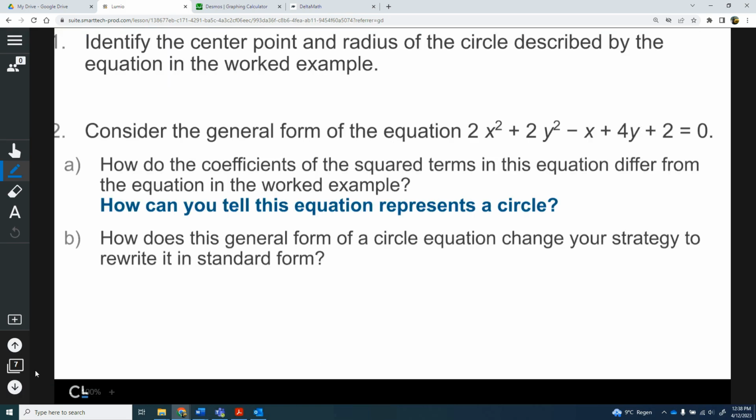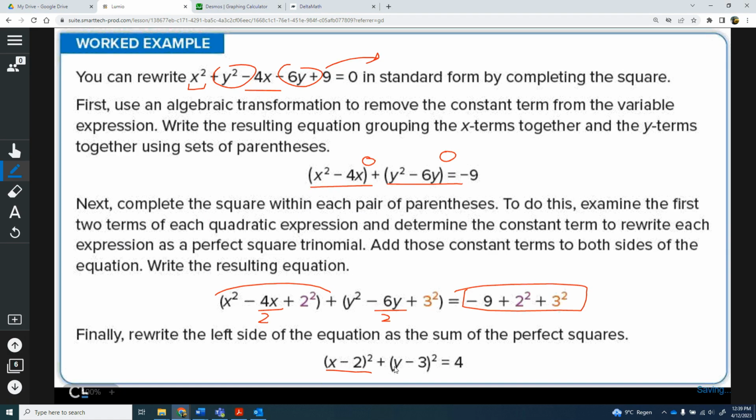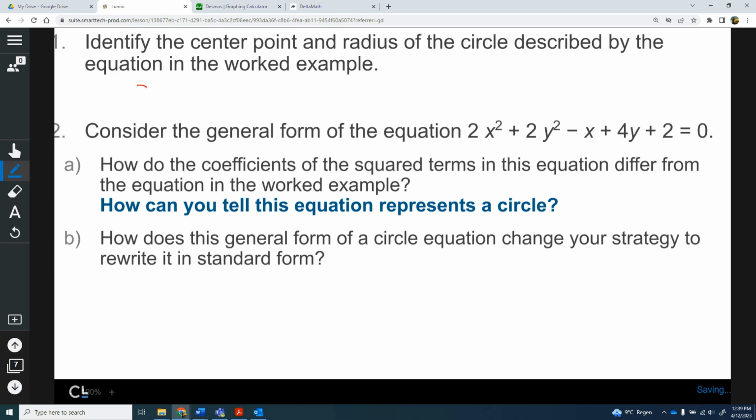Okay, so identify the center point and radius of a circle described by the equation in the worked example. So going back to the equation, the center point would be 2 and 3. Don't look at the negative, and the radius would be the square root of 4, which would be 2. So center is going to be 2, 3. Radius is 2.